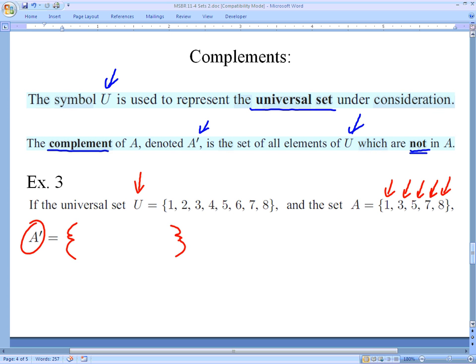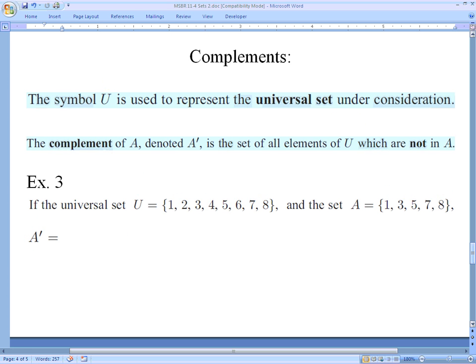and I want to include all values that were not in A, but were still in my universe. Well, 1 was in A, 3 was in A, 5 was in A, 7 and 8 were in A. So what's left? Well, I've got my 2, I've got my 4, and I've got my 6. So 2, 4, and 6 are the elements of the complement of A. And that's an example of using universe and complement in the context of sets.